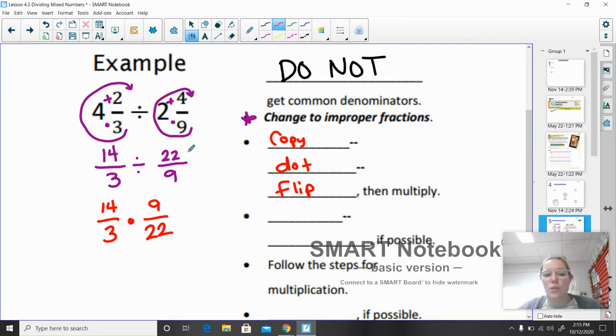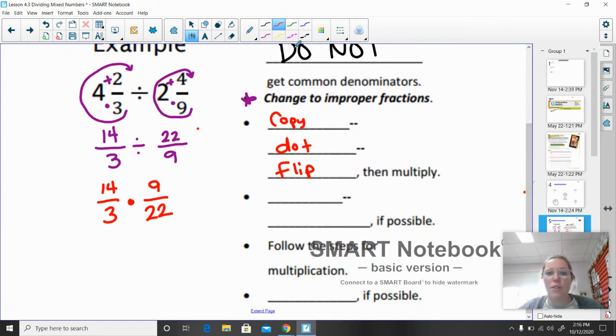Notice that I've had to do this in 2 steps. It's really important that we rewrite our work so we don't get confused, especially if we're trying to change it into an improper fraction and flip it at the same time. It gets confusing and you will make mistakes. Now this is multiplication, and remember our first step is always to cross simplify if possible. So we double check: can we cross simplify? 3 and 9, yep, I can divide by 3. 3 divided by 3 is 1. 9 divided by 3 is 3. And 14 and 22, our GCF there would be 2. So 14 divided by 2 is 7. 22 divided by 2 is 11.